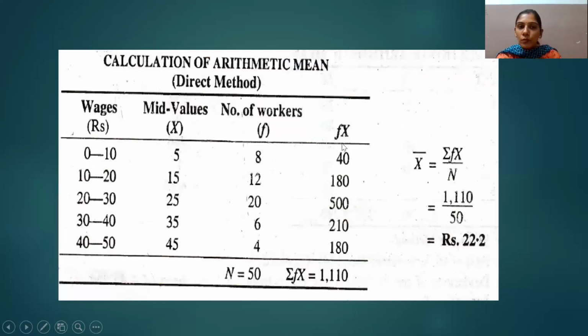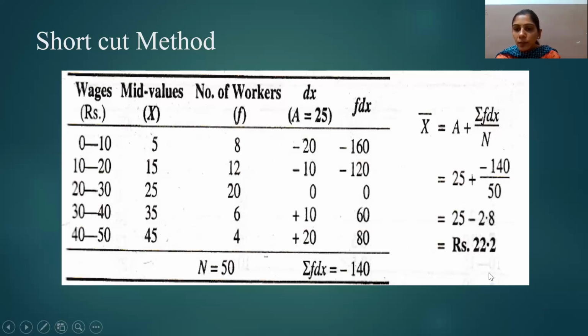The answer from the direct method is also 22.2, and the answer from the shortcut method is also 22.2 for the same question. So we can conclude, on the basis of all three series, continuous series, discrete series, and individual series, that you can do the calculation by any method, direct method or shortcut method. If nothing is mentioned in the question, then you can choose any method for calculating the arithmetic mean.